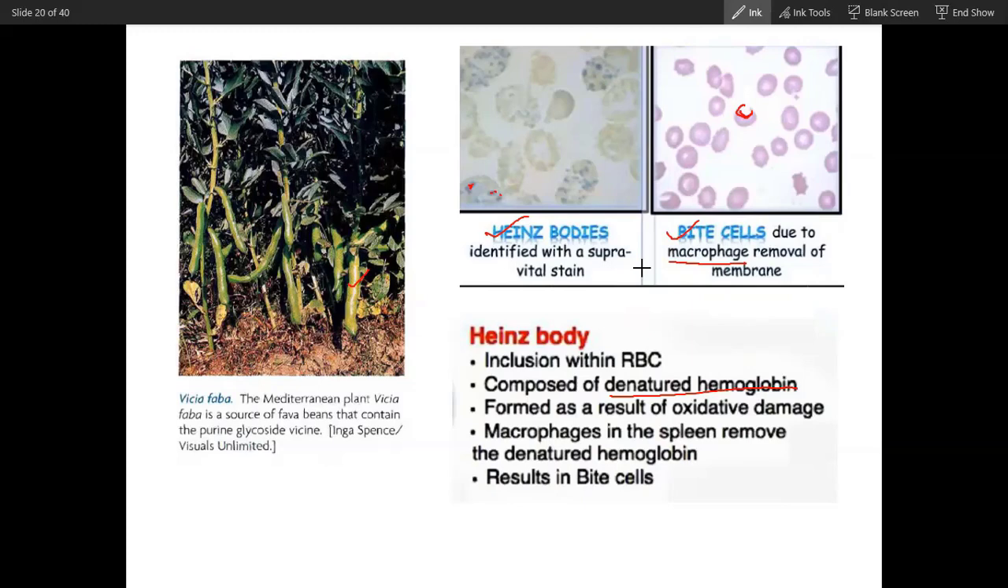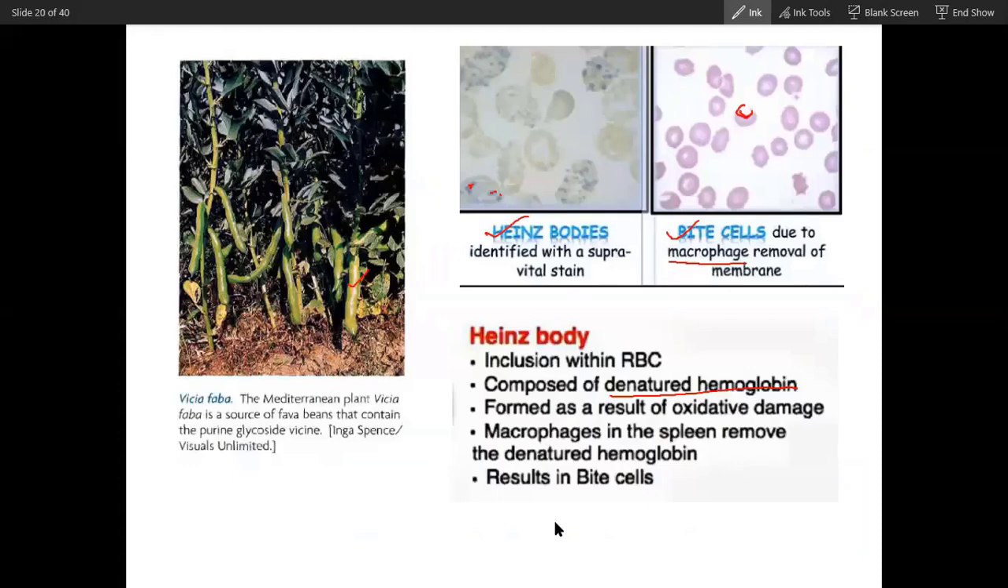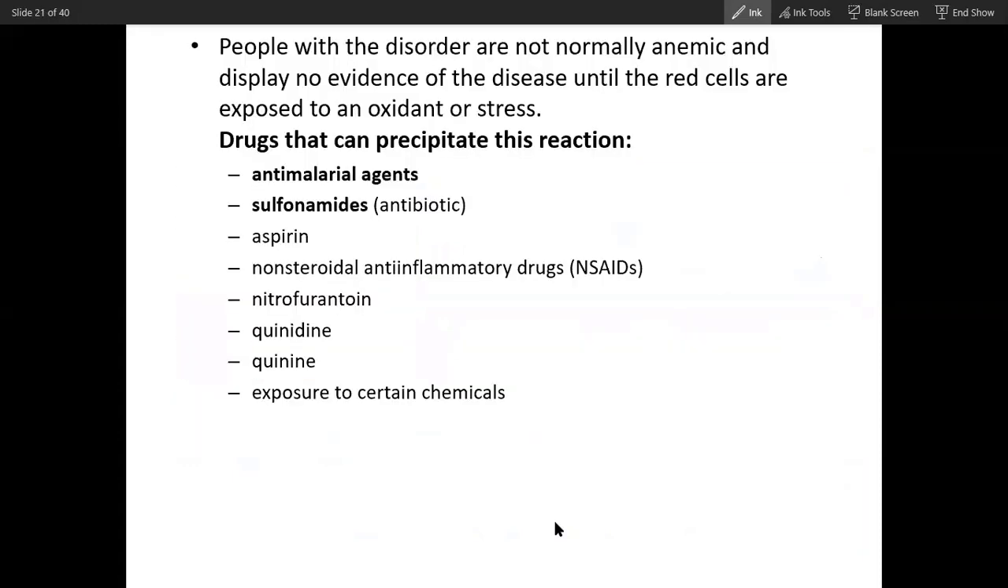fatigability, headache, and then you can see pallor, fatigue, headache, lethargy. These are the common presentations of anemia. So these are the drugs you can see. The two very important drugs are one antibiotic, which is called sulfonamide, and second, a very important drug, an antimalarial drug. There are some other drugs you can see.